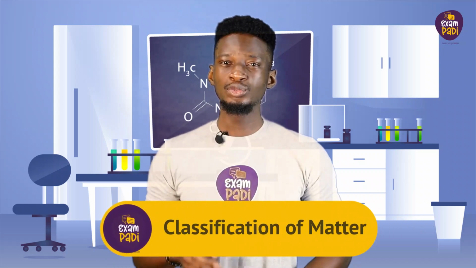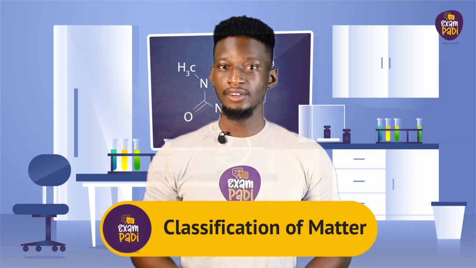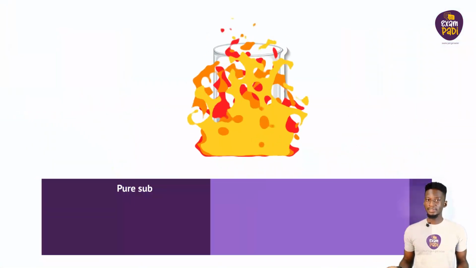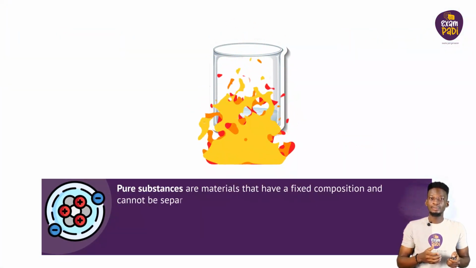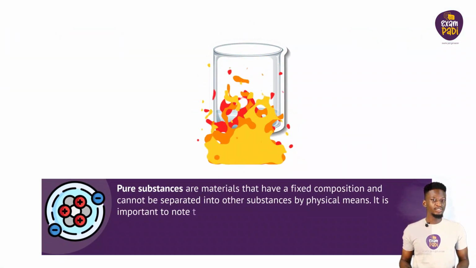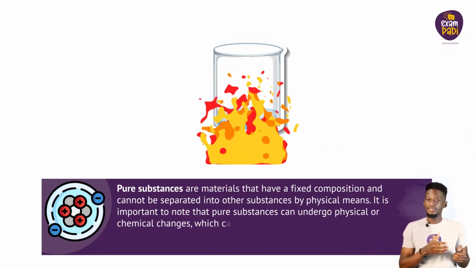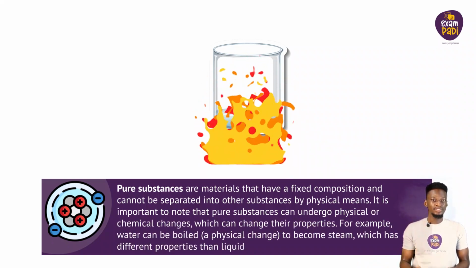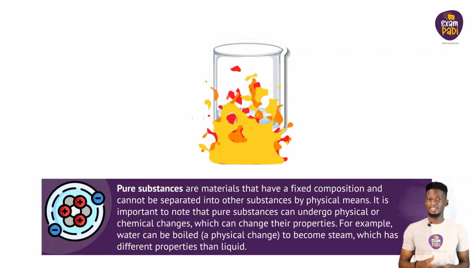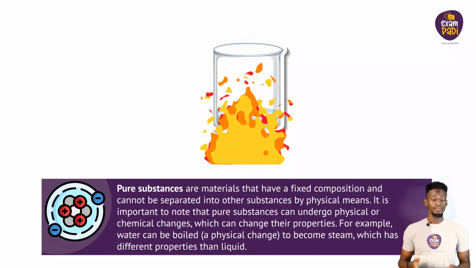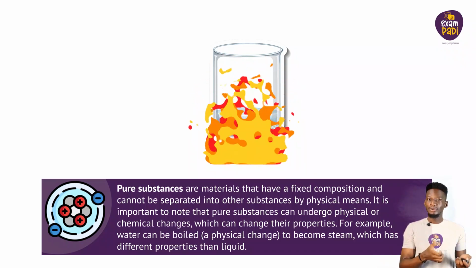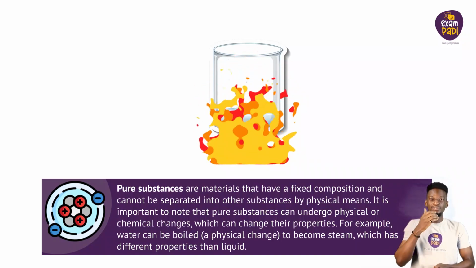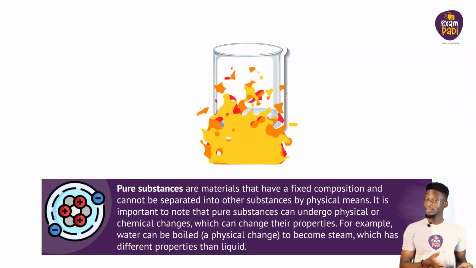Matter can be classified into 2 broad categories, and they are pure substances and mixtures. Pure substances are materials that have a fixed composition and cannot be separated into other substances by physical means. It is important to note that pure substances can undergo physical or chemical changes which can change their properties. For example, water can be boiled, that is a physical change, to become steam, which has different properties than liquid.